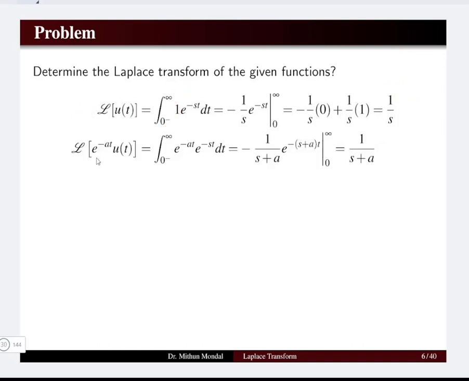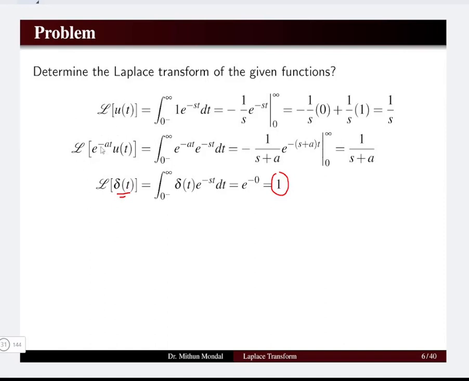Similarly, if we have e to the power minus at u of t as the function and we want to obtain the Laplace transform, then after integrating, we will obtain 1 by s plus a. So if we have impulse function delta of t, the Laplace transform will be 1.